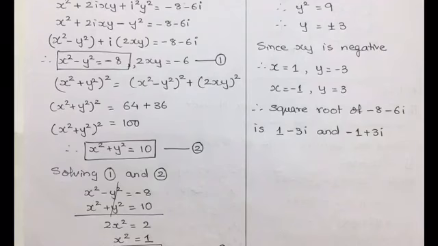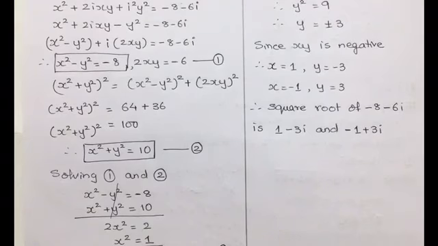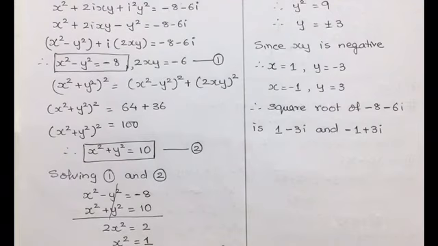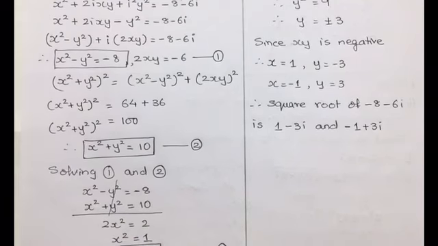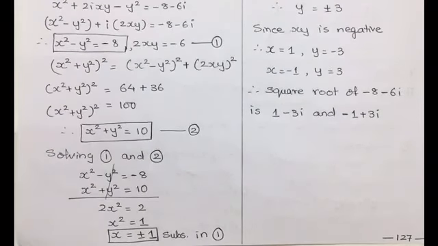Now this we get as equation number 2. Now solving 1 and 2. Solving the equations 1 and 2 and calculating the value of x by using the elimination method. Y square and y square get cancelled. 2x square is equal to 2. So x square will be equal to 1 and therefore x value will be plus or minus 1 if you are taking the root of 1.